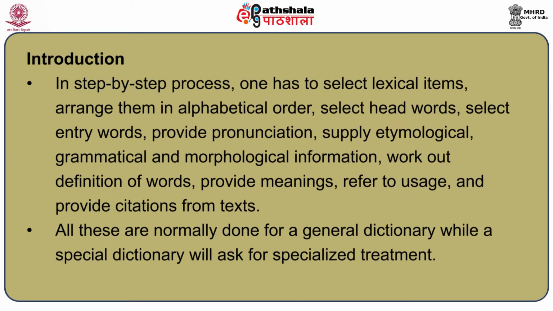Dictionary making. Dictionary making begins with the collection of data from a language. In a step-by-step process, one has to select lexical items, arrange them in alphabetical order, select headwords, select entry words, provide pronunciation, supply etymological information, grammatical and morphological information, work out definitions of words, provide meanings, refer to usage, and provide citations from texts.